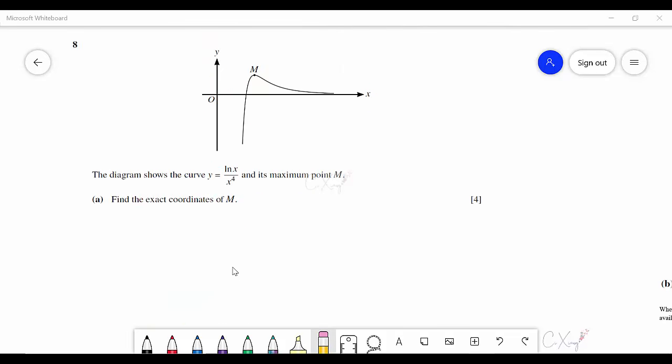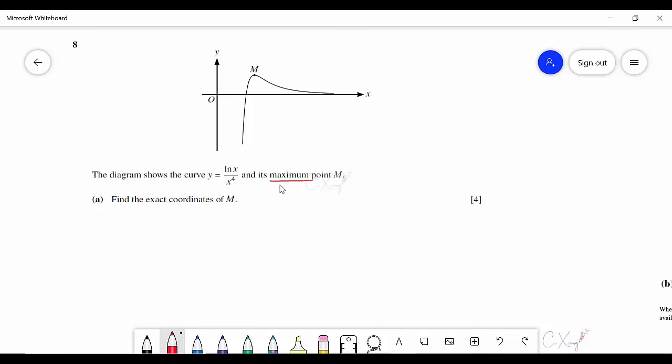Okay, so let us have a look at question number 8. They give us a diagram, and this diagram is actually the curve y equals ln x over x power 4, and the maximum point is at m. First they want you to find the exact coordinates of m. The keyword here will be the maximum point.